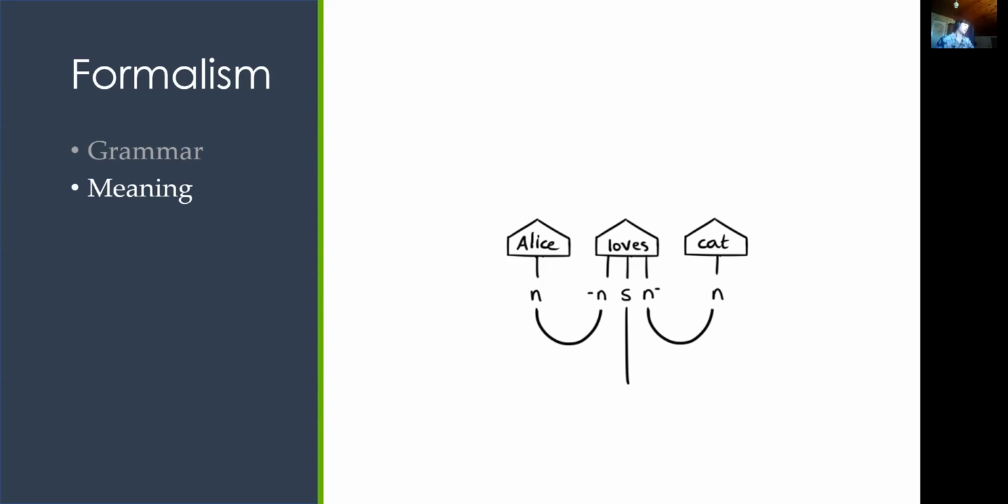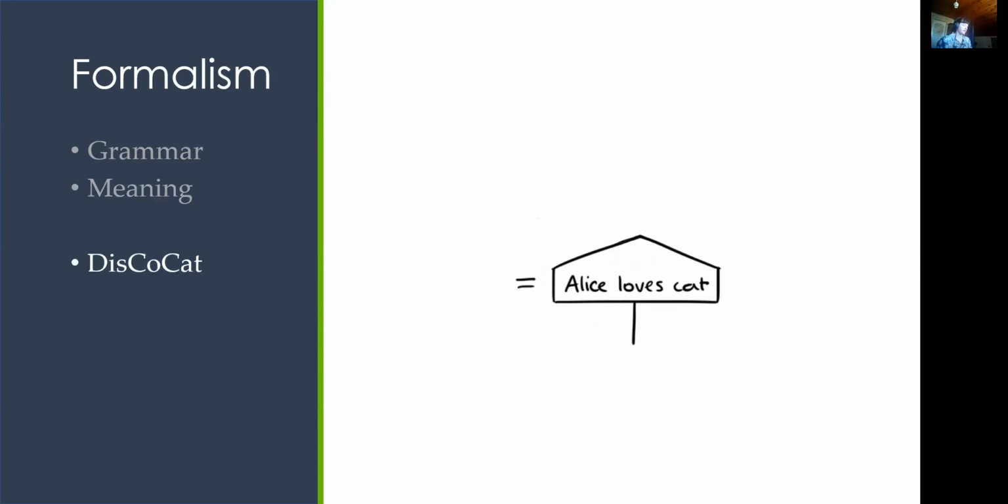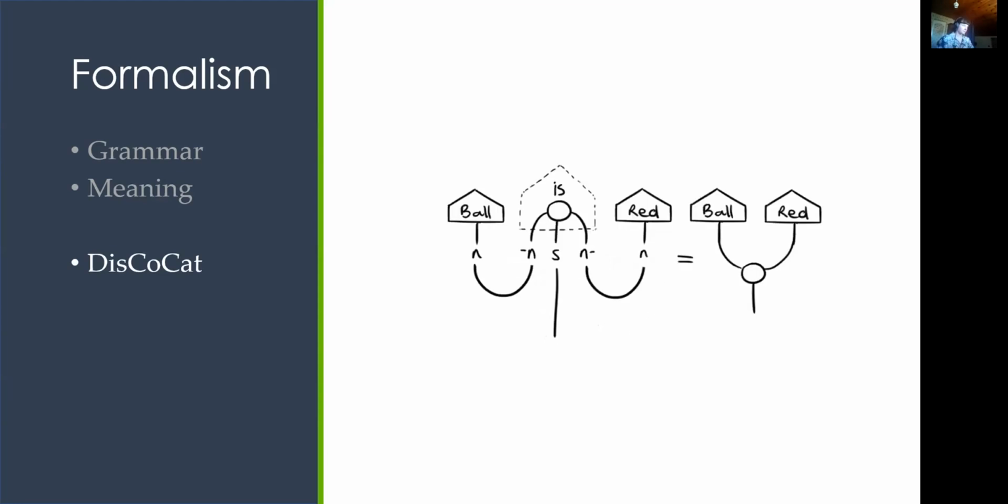And then this gives us a way to create a sentence state out of the individual word states. And this is what DiscoCat does. So we can then compare sentences to each other because they all live in the same sentence space. In some cases, we might also hard code the meaning of some words. In this case, we've used dividers to define what "is" means. So it's just intersecting ball and red to get a red ball, which is intuitively what we expect the sentence to mean.